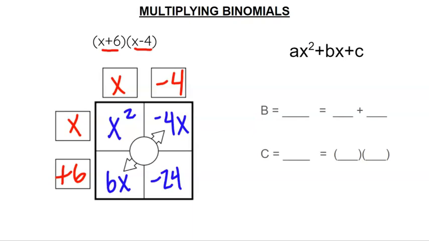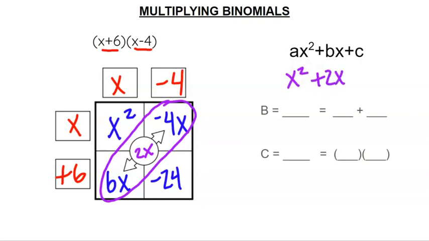So the last part of that is combining our like terms, which are going to be found right here in our diagonal. 6x plus negative 4x is 2x. So then we can write out our trinomial as x squared plus 2x minus 24.